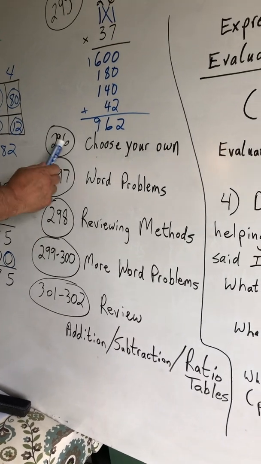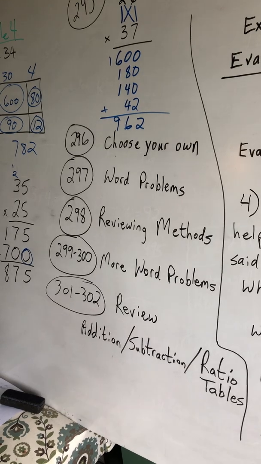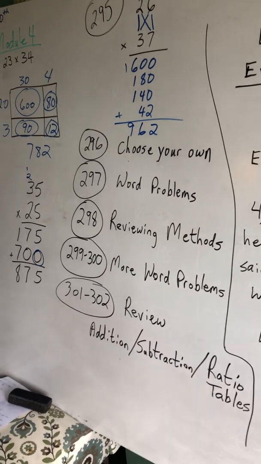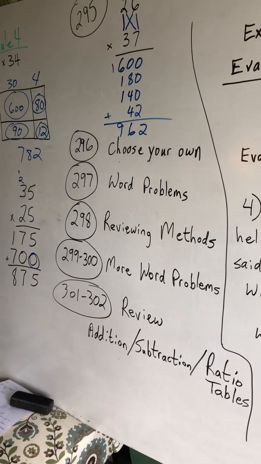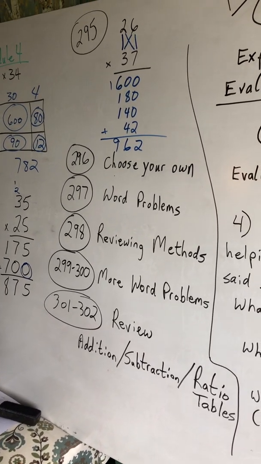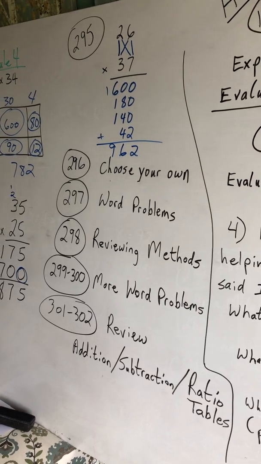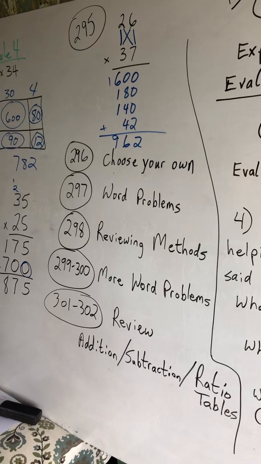On 296, once again, it's choose your own factors. So it's like 2-digit times 1-digit. I think there might even be a 2-digit times 2-digit. And then the challenge is a 3-digit times 2-digit. So do the best you can on those.